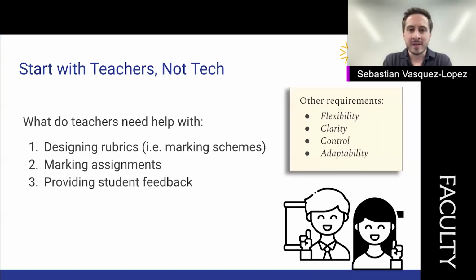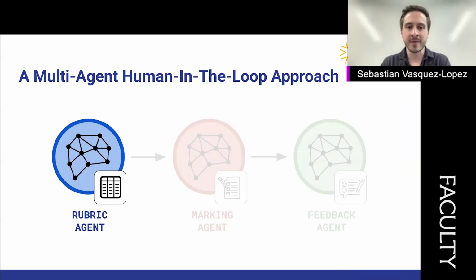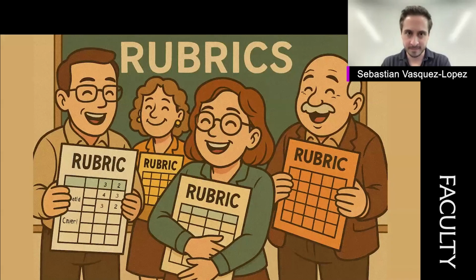We started by talking to teachers, and what they told us was very clear. They wanted something that works like they do, that follows their workflow, that gives them flexibility, clarity, and control. With this in mind, I set out to build a multi-agent system made up of three distinct models that allows the teacher to stay in the loop all throughout. Let's have a close look at each of these models, starting with the rubric generating agent.